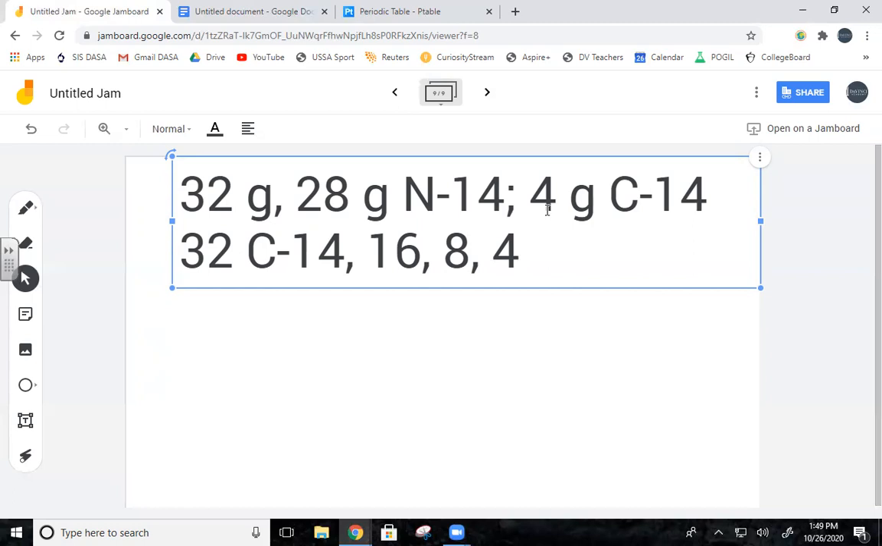Okay? So if it started off with 32 grams of carbon-14 and now it has 4 grams of carbon-14: 0 half-lives, 1 half-life, you go down to 16. After 2 half-lives, it's down to 8. And after 3 half-lives, it is down to 4.